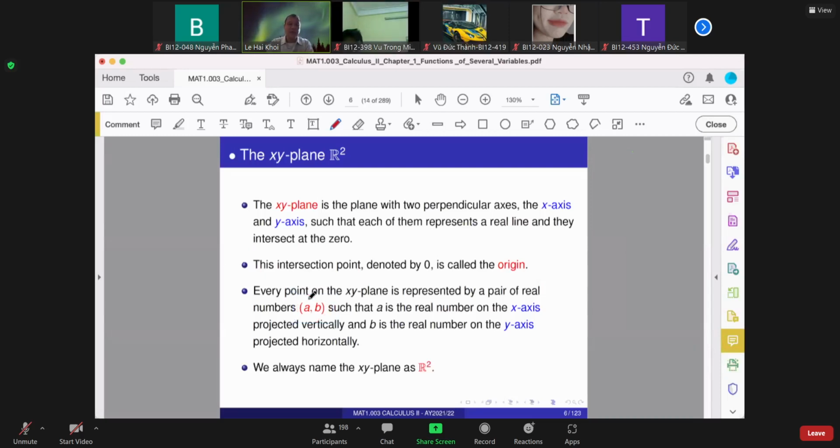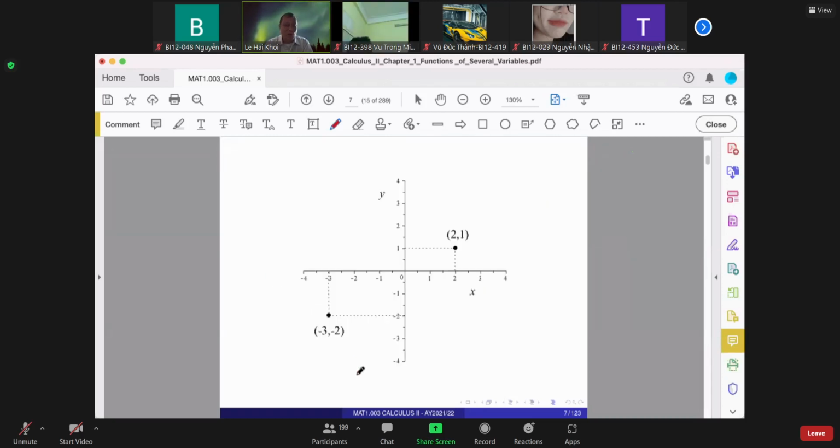And usually, we should understand that if you are given R2, then it means you are given the xy plane, as I already presented on the slide. In general, you know quite well the coordinate geometry from high school. You have a point, for example, (2, 1) or (-3, 2) related to x and y, right? Those are two coordinates. So it is very clear.